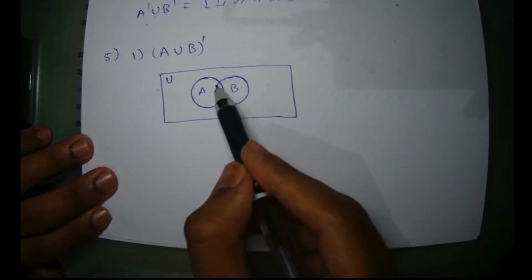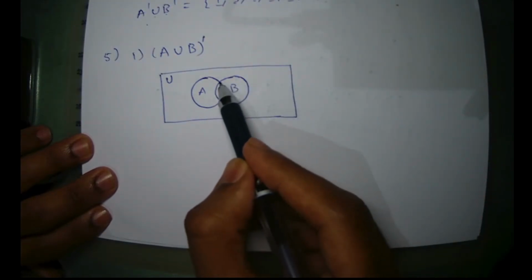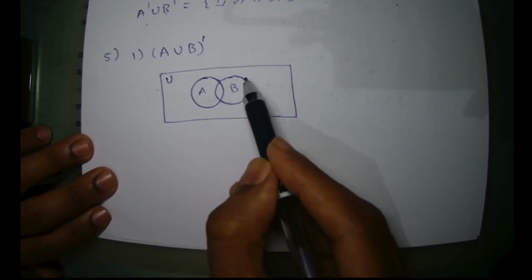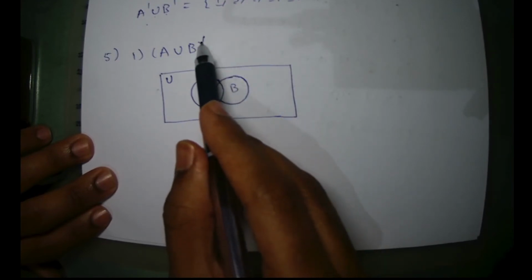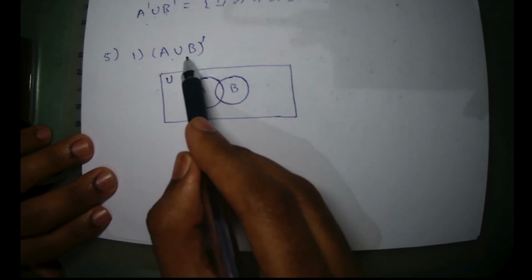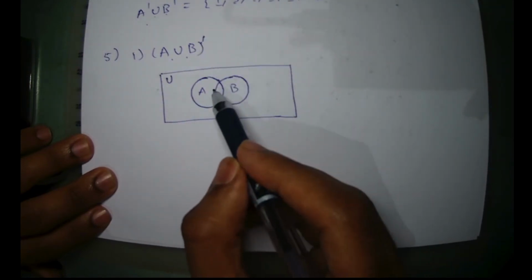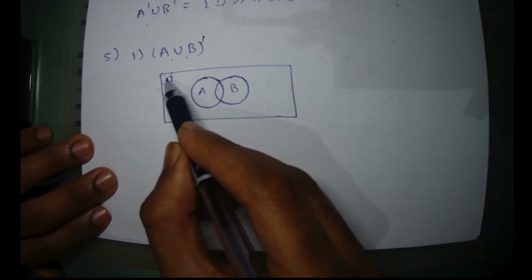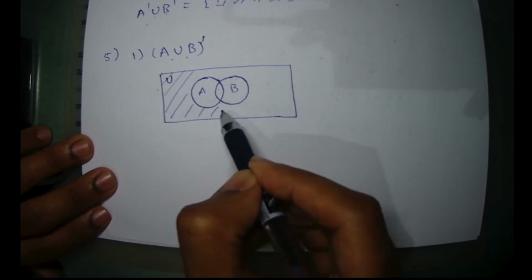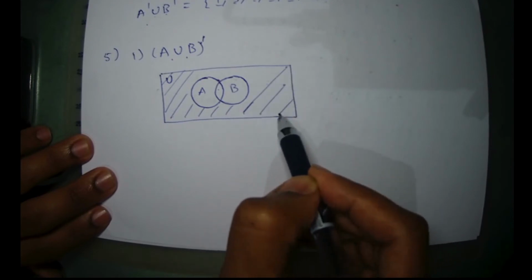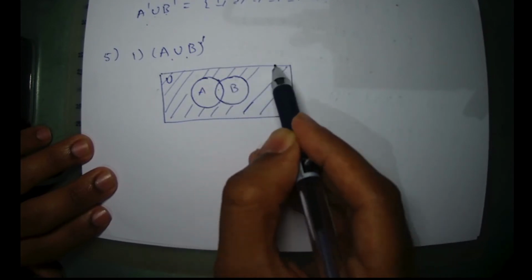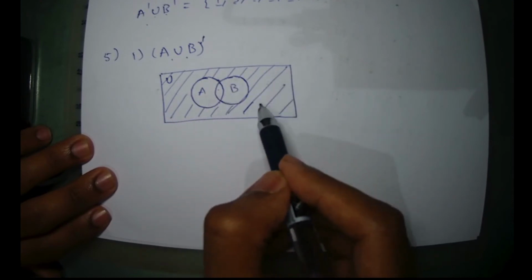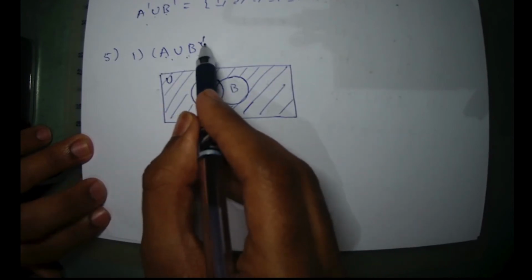So we know that this small region is A intersection B, and the whole combination of both the circles is A union B. We need the complement of A union B. So complement of A union B will be U minus A union B, which is the outer part of this region. So I will shade this. So the outer part of A and B is nothing but (A union B) dash.